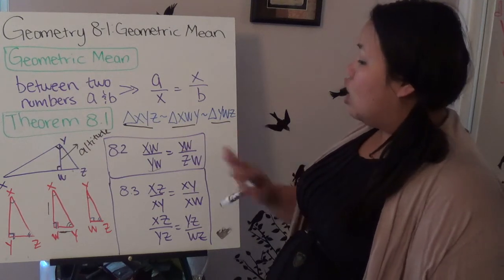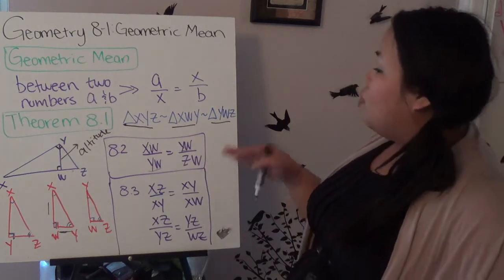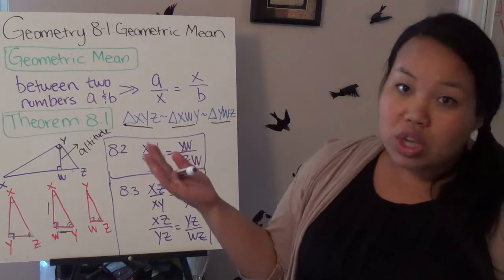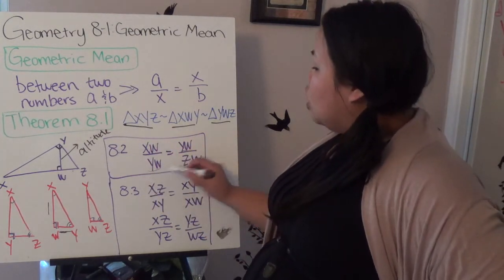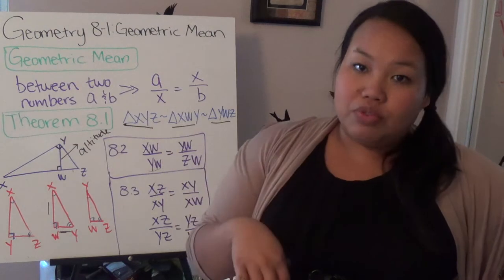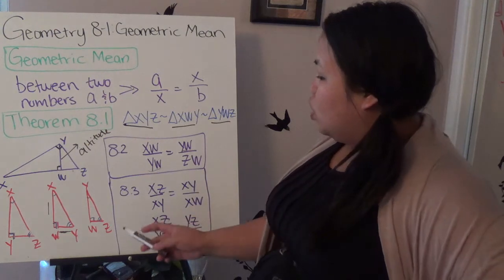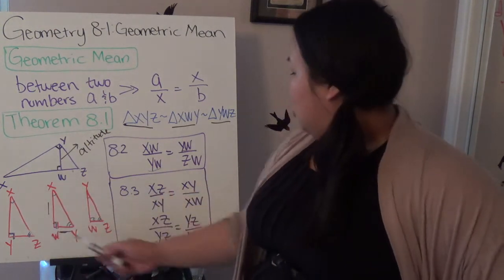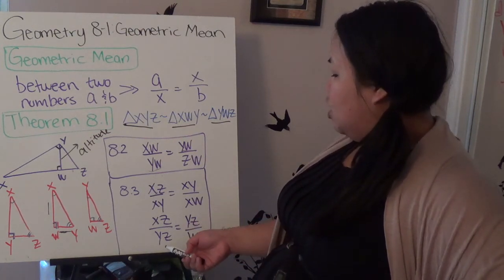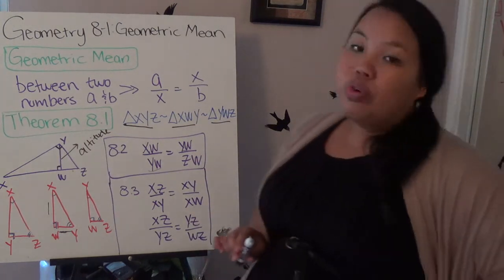So usually when you're dealing with similar triangles and you're creating proportions, you have to make sure that you only have one missing variable. If you have more than one missing variable, then you can no longer solve. But with the geometric mean, it makes two of your missing variables the same so that you're able to solve with less information. So 8.3 tells us that XY is the geometric mean between XZ and XW, and then YZ is the geometric mean between XW and WZ. These are important ones that you're going to put into your flippers.